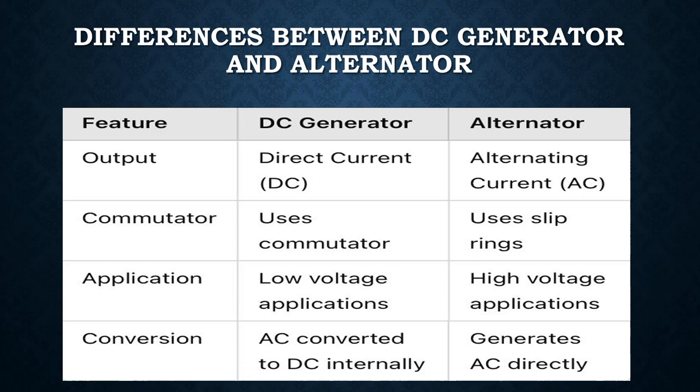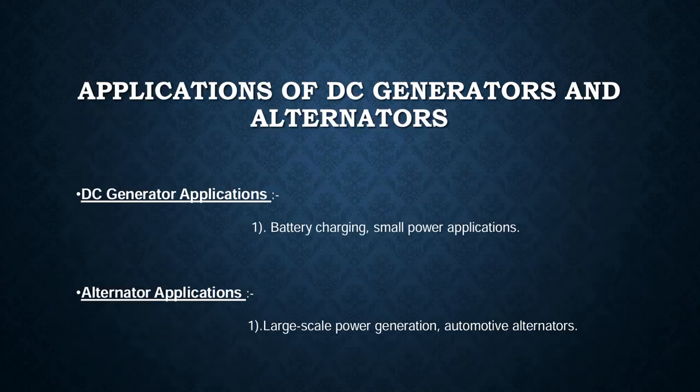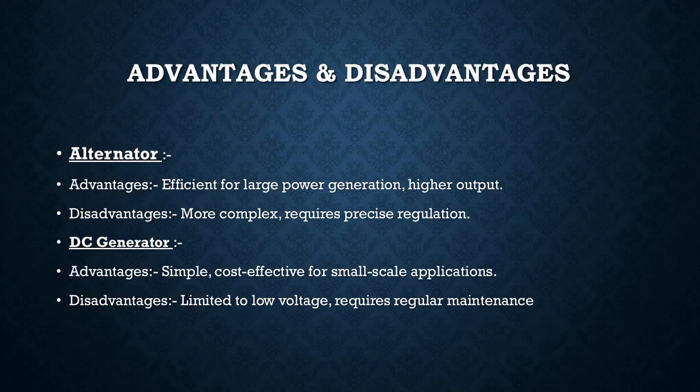So the further slide is on applications of DC generator and alternators. DC generator applications are battery charging and small power applications, and alternator applications are large scale power generation and automotive alternators. The further slide is on advantages and disadvantages. First of all, I will tell you in short the advantages and disadvantages of alternators.